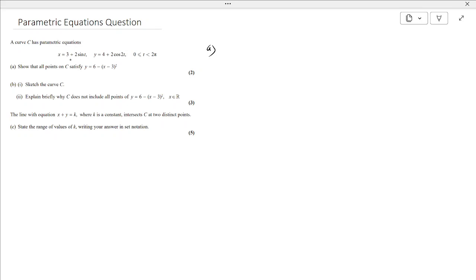We're given parametric equations, x and y in terms of t. Part A is asking to show all points satisfy, well, this equation. This is a Cartesian equation. Okay, there's no t, it's only x and y. So what we're really being asked to do is convert from parametric form into Cartesian form.